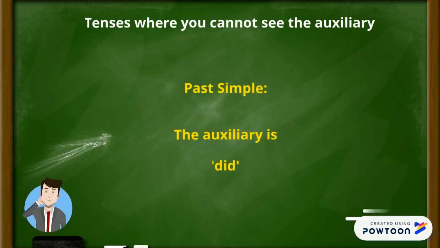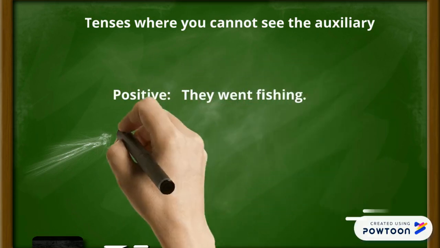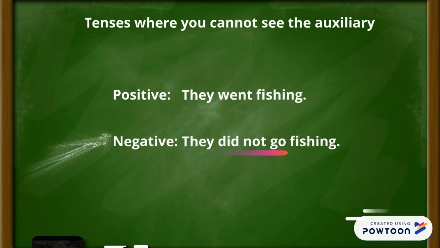For the past simple, the auxiliary is "did." In the sentence "they went fishing," we replace the word "went" by "did not go," which results in the sentence "they did not go fishing."